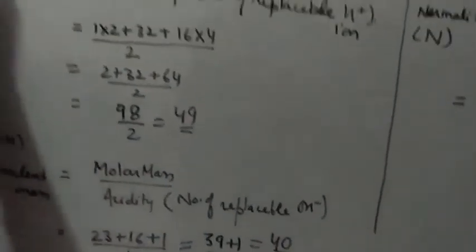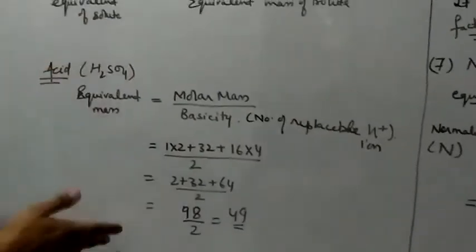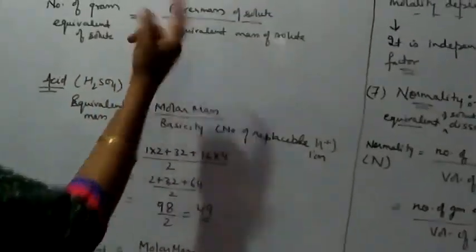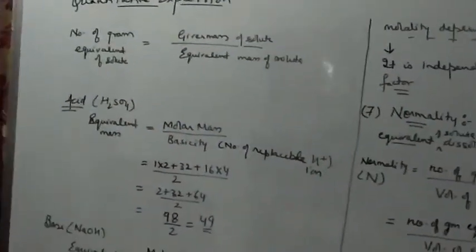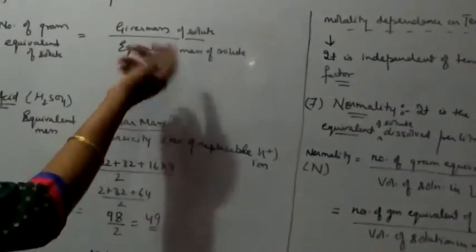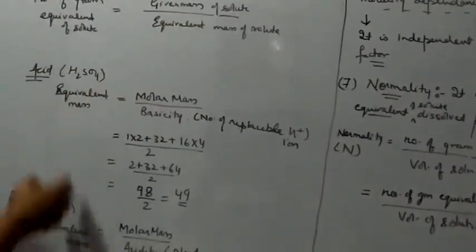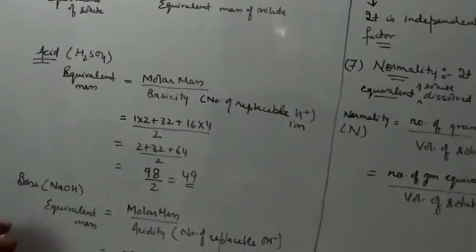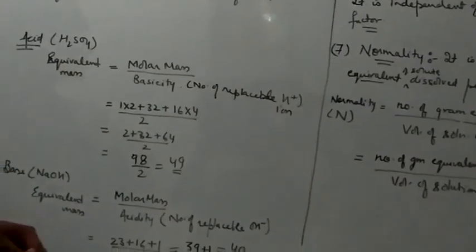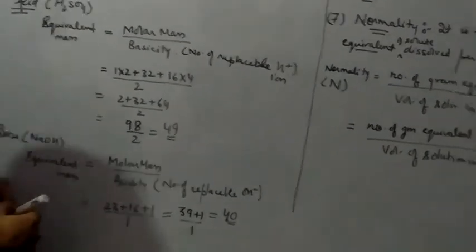Now to find out the number of gram equivalent of an acid or a base, right, the given mass will be given in the numerical or a question, and to get the equivalent mass we will use these formulas. Now these are the different ways of expressing the concentration of the solution.